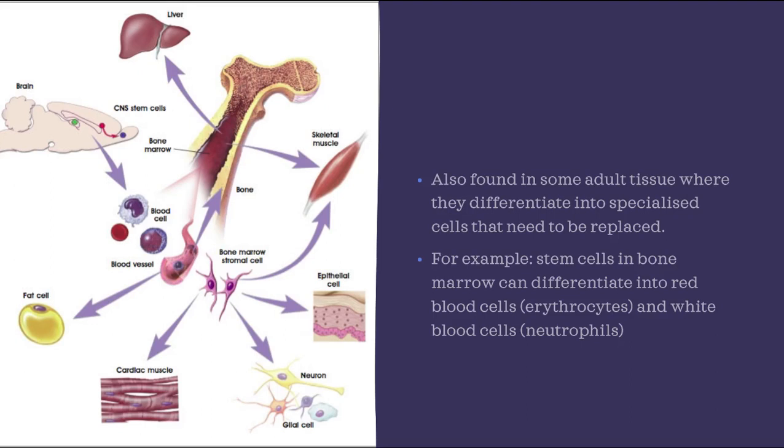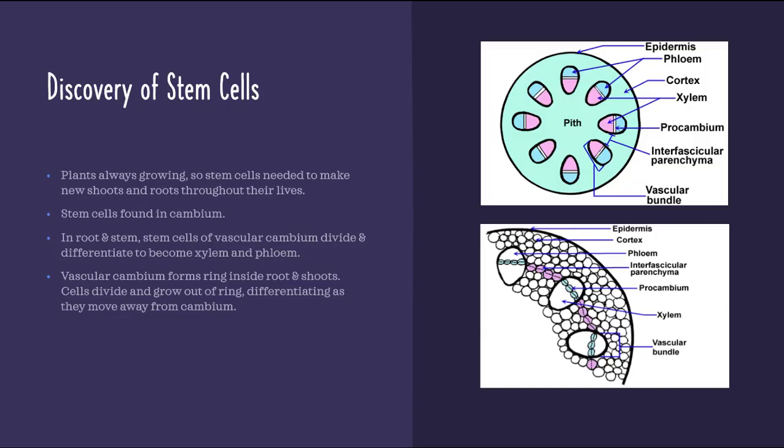Some parts of the body have fewer stem cells, so brain, heart, hardly any, as far as we're aware, because those types of tissue don't have the same turnover that maybe the liver and the skin does. So stem cells in the bone marrow, which are a type of multipotent stem cell, can differentiate into red blood cells, the erythrocytes, and white blood cells, the neutrophils. But all sorts of different tissues are produced by stem cells, even in the adults.